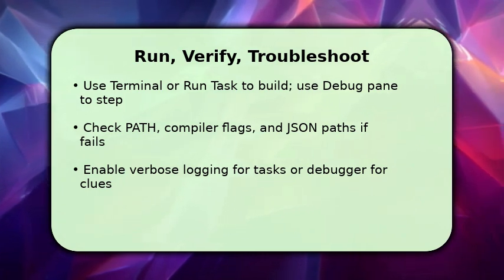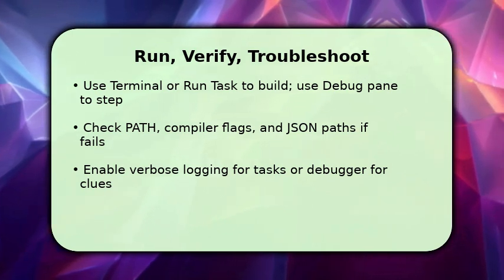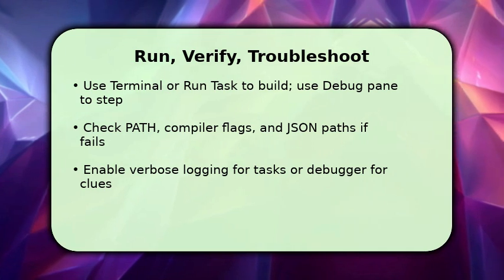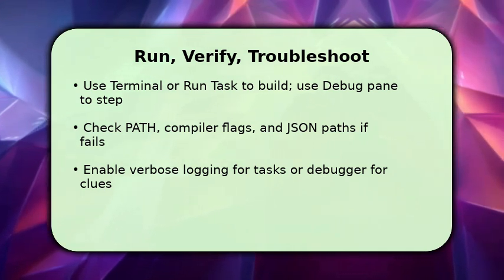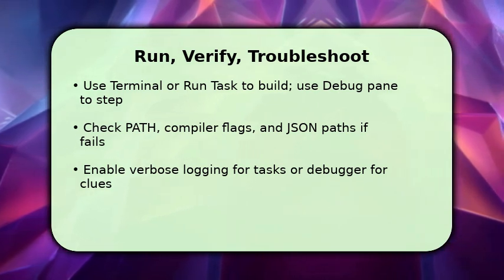If things go wrong, check path, compiler path, and JSON file paths. For deeper issues, enable verbose logging for tasks and the debugger to inspect command lines and error messages. That will guide your next fix.